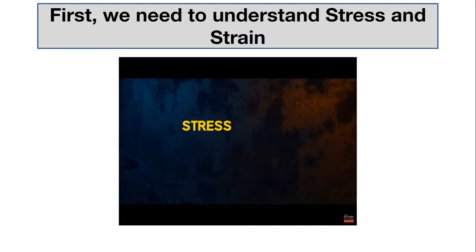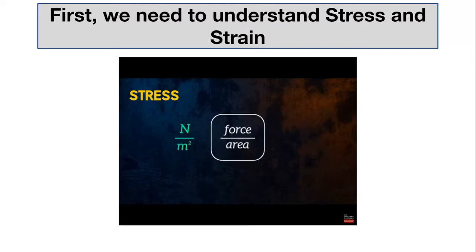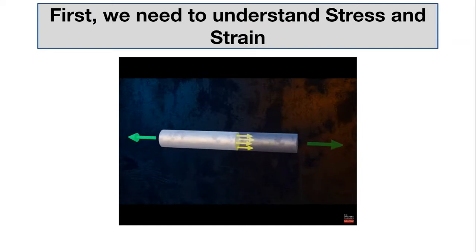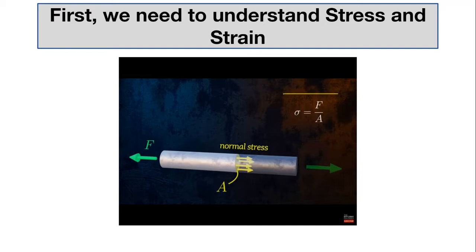Stress is a measure of the internal force per unit area, and so has units of newtons per meter squared in SI units, and pounds per square inch in US units. Newtons per meter squared are also called pascals. In the case of our axially loaded bar, the internal forces are acting perpendicular to the direction of the cut we made. This type of stress is called normal stress. We can calculate the normal stress in our bar as the applied force F divided by the cross-sectional area A of the bar. It is denoted by the Greek letter sigma.